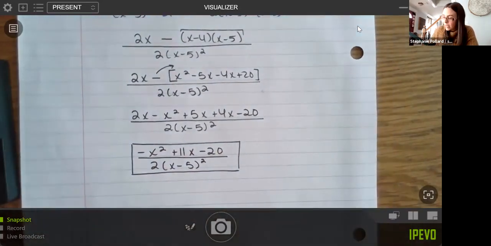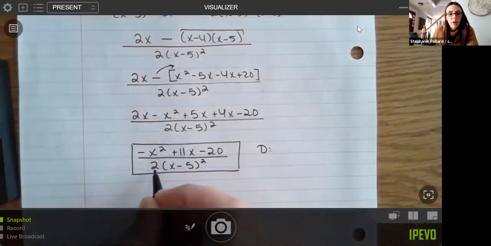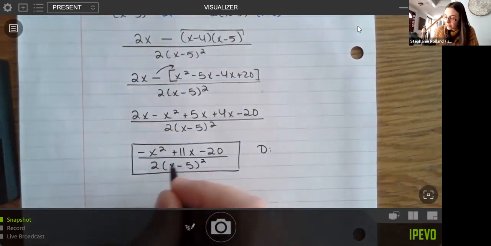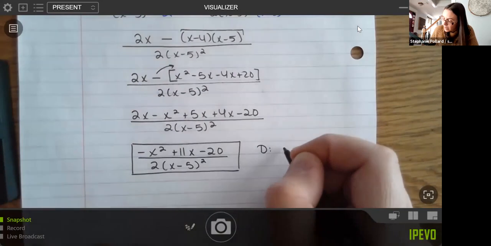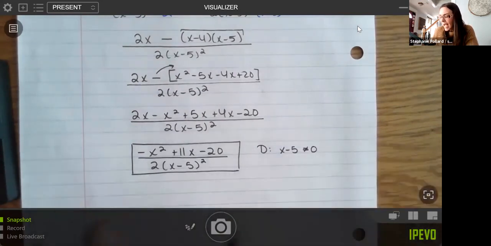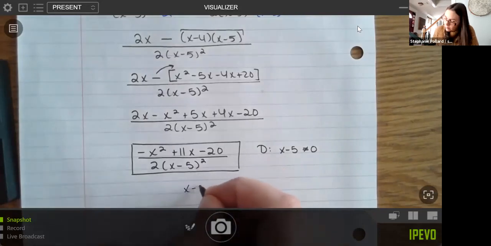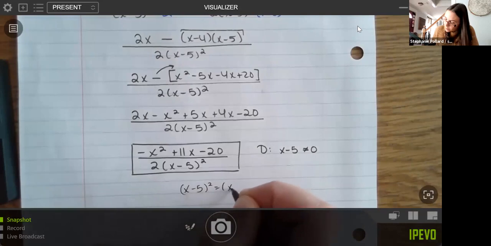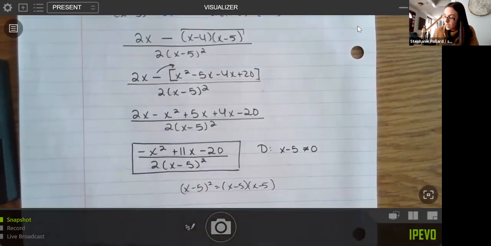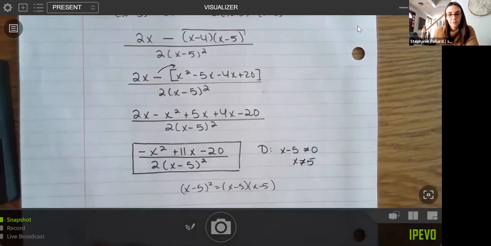As you're checking your domain, from the bottom group here, I don't have to worry about the 2 because 2 is never going to be 0, but I do need to worry about this x minus 5 factor. So I need to make sure that x minus 5 is not equal to 0. I don't need to worry about the square here because this really just means that I have the same factor twice. So for domain purposes, I only need to do it one time. So I need to make sure I exclude the value of 5 here.